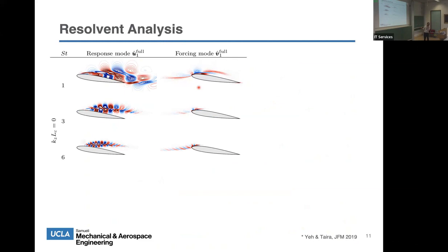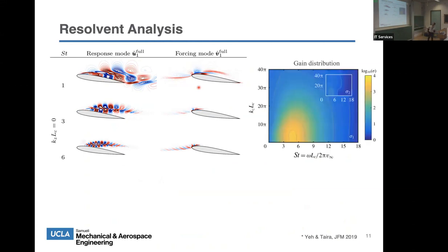I'm just showing the 2D. This is actually not something I should be showing. Maybe I should be showing the 3D modes, but just for illustration, this is what we'll get. We'll get a pair of forcing mode and response mode, and of course, we have the amplitude as well. We'll have that for a range of frequencies and also a range of span-wise wave numbers.